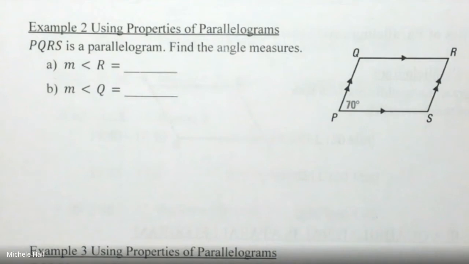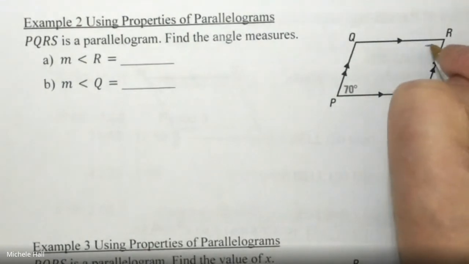Example 2. Properties of parallelograms again, using those properties. PQRS is a parallelogram. Find the angle measures. Try this one. Use your notes on the other side. You've got 4 properties. Look at the 4 properties and figure out how you're going to get some answers here. Oh, very good. You know what R is? Tell me what property you use to find angle R. Opposite angles are congruent. All right. So we know that's 70.